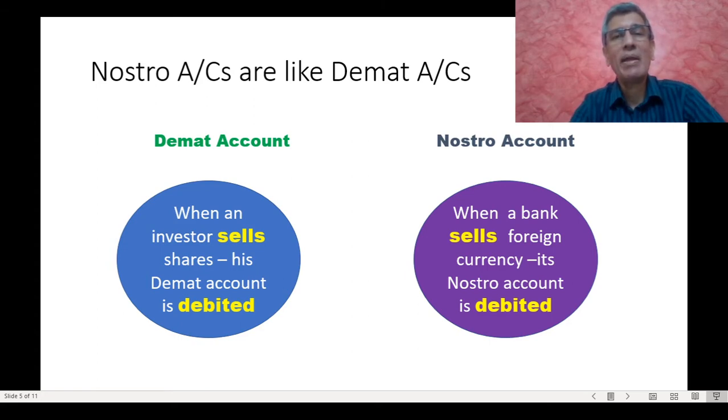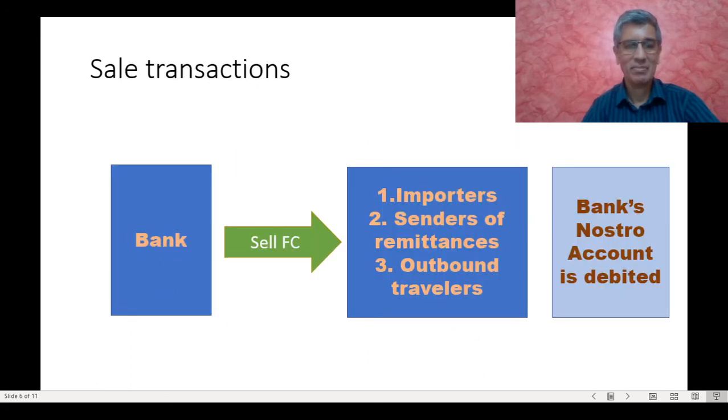Likewise, when the bank undertakes sale transactions, it also impacts its Nostro account and the Nostro account gets debited. So when an investor sells shares, his Demat account is debited. And when a bank sells foreign currency, its Nostro account is also debited. So there are various sale transactions that are undertaken by banks in foreign currency. Banks sell foreign currency to importers, they sell foreign currency to senders of outward remittance, and they also sell foreign currency to outbound travelers, as we saw in our earlier sessions. Each of these sale transactions results in a debit to the Nostro account of the bank.